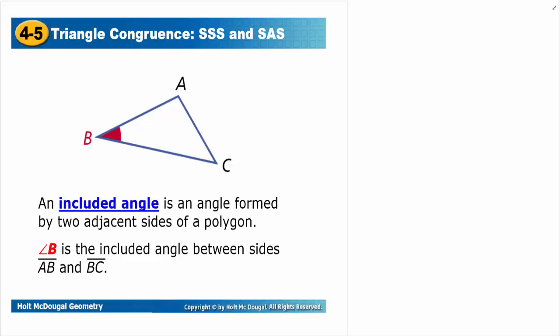So an included angle is an angle formed by two adjacent sides of a polygon. So here angle B is the included angle between segment AB and segment BC. Now again, A would be the included angle between AB and AC. You've got to think the two rays that form the angle are going to be the two sides that we use when we're comparing side, angle, side. So B is again the included angle between the sides AB and BC.